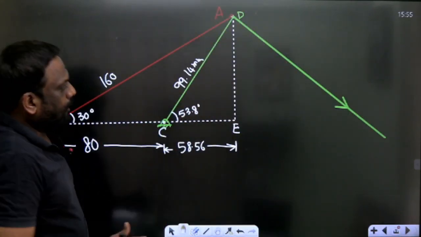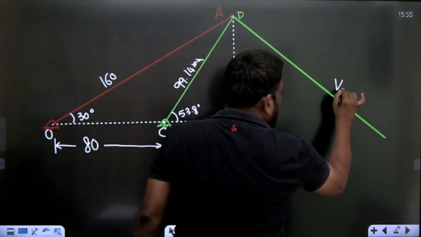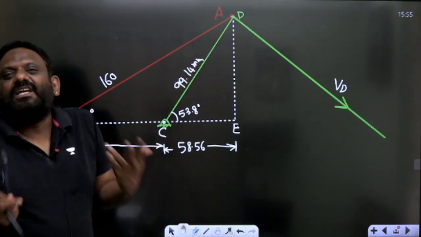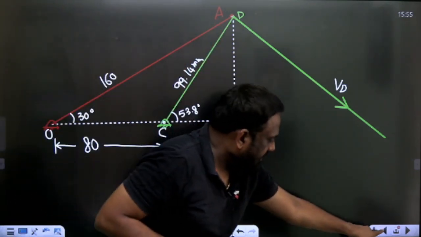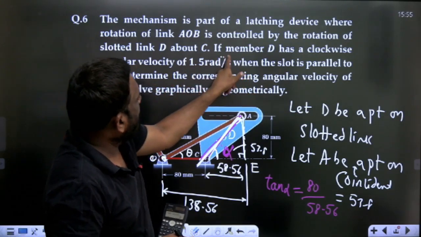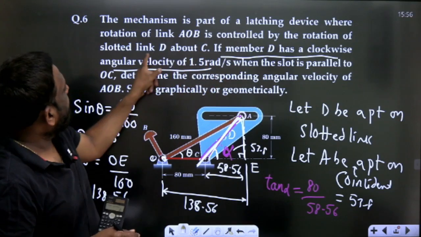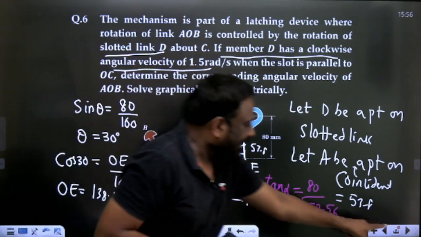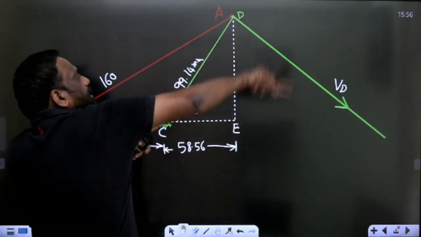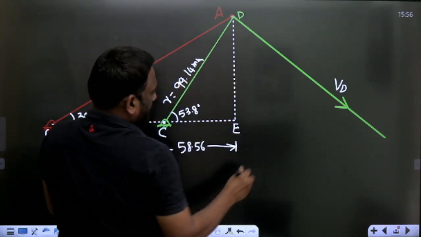Very good, sir. Now let me write this as VD, velocity of point D which is on the slotted link. Can I calculate? Yes. V is equal to R omega. इसका ओमेगा दे रखा है सर. देखो किसका दिया है? The slotted link has, if the member D has a clockwise velocity of 1.5, D is slotted link, मतलब 1.5 दिया है, तो what will be the velocity? R omega. About the fixed point it is rotating, तो ये मेरा R हो जाएगा, R omega is 1.5.